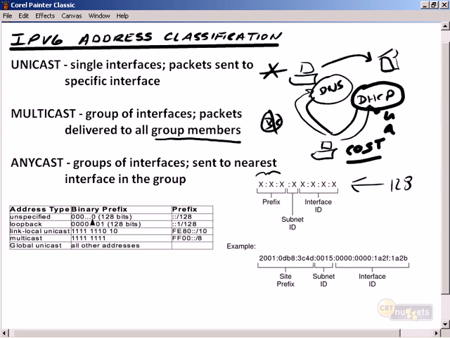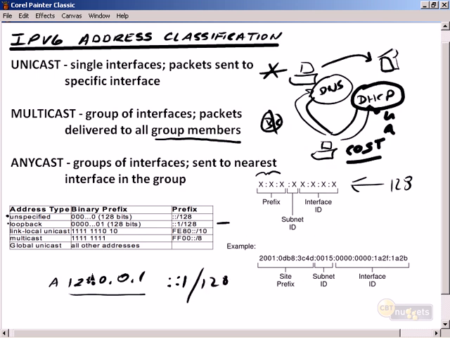A couple of these are pretty interesting. If it's all zeros, all 128 bits, which is ::/128, that's an unspecified address. Then the loopback address. In IPv4, it's 127.0.0.1, which is really a bummer because they used up an entire Class A network just for this loopback address. It was a total waste. Well, they didn't make that mistake in IPv6. The loopback address is basically all zeros with a 1 at the end. You can see that right here.